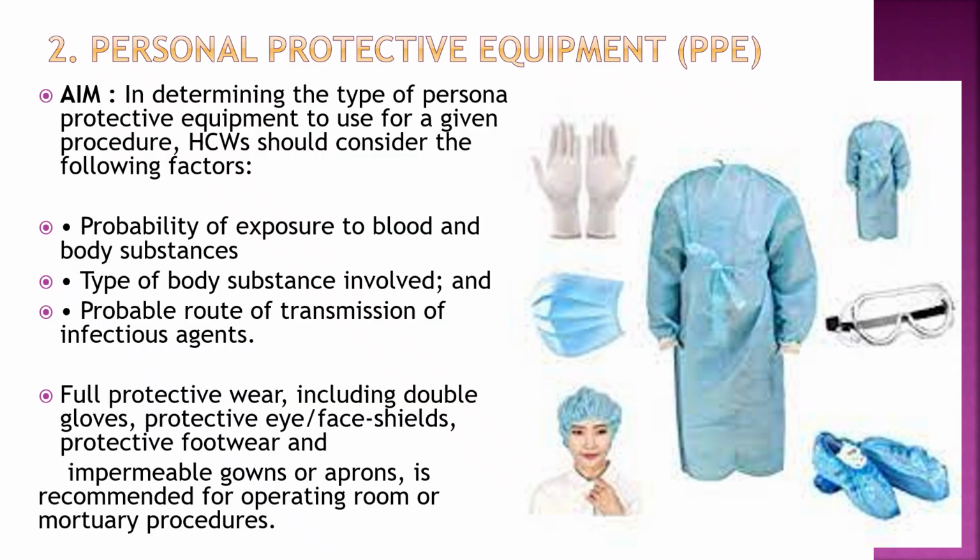So this is important. For direct contact we will use mainly gloves, and for inhalation the main PPE is the mask. So depending on the exposure, the type of body surface involved, and the route of transmission of the infectious agent, these are the factors. Full protective wear including double gloves, protective eye wear, face shield, protective footwear, gown and apron is recommended for operating room or mortuary procedures.